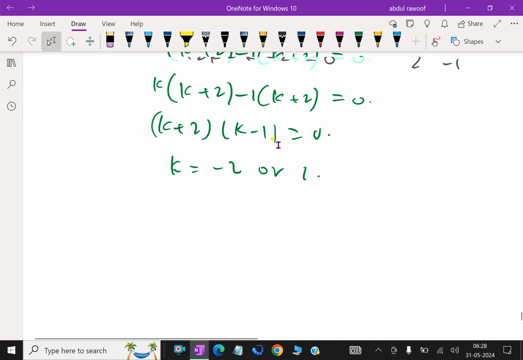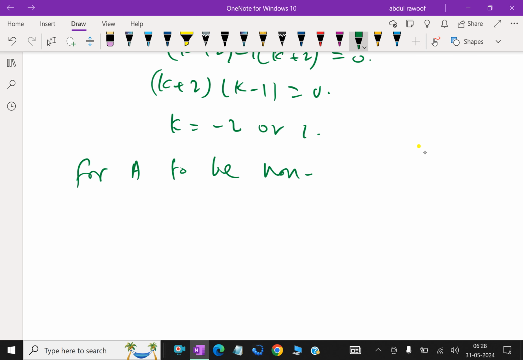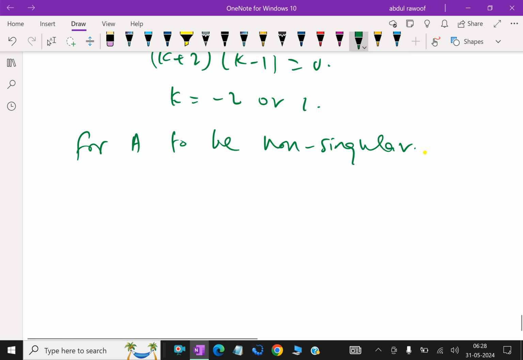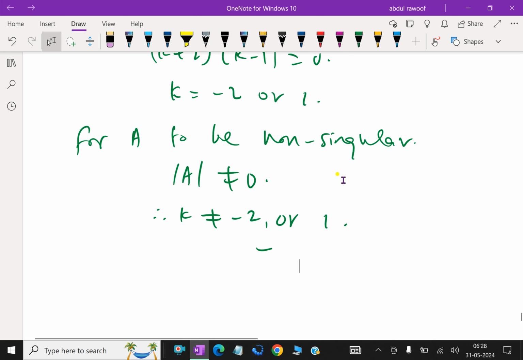For non-singular, the determinant should not be equal to 0. For matrix A to be non-singular, determinant A should not be equal to 0. That means k is not equal to minus 2 or 1. For this situation, the matrix A is non-singular.